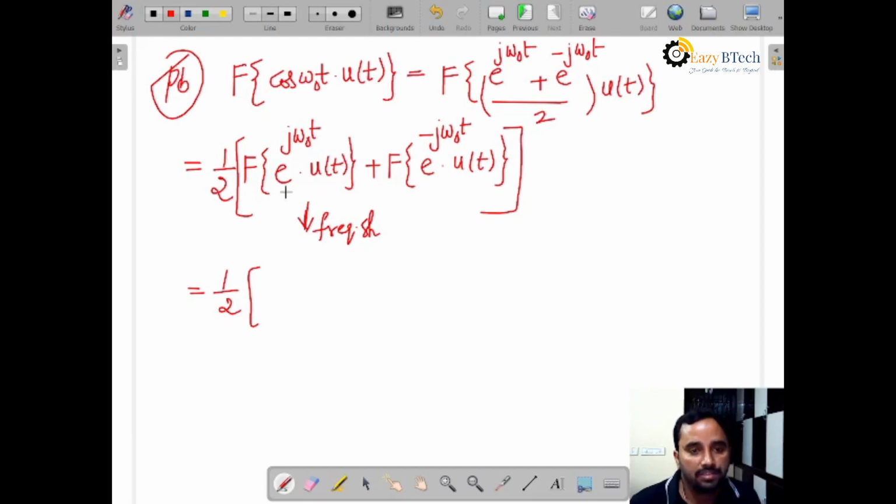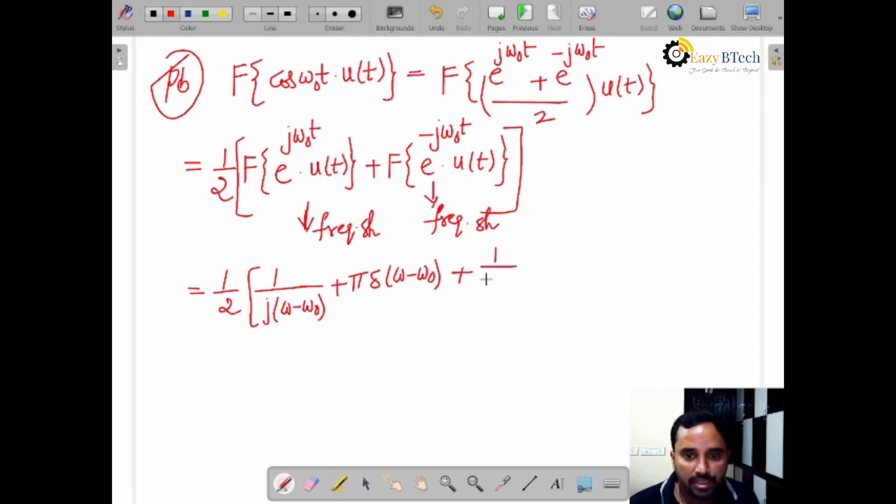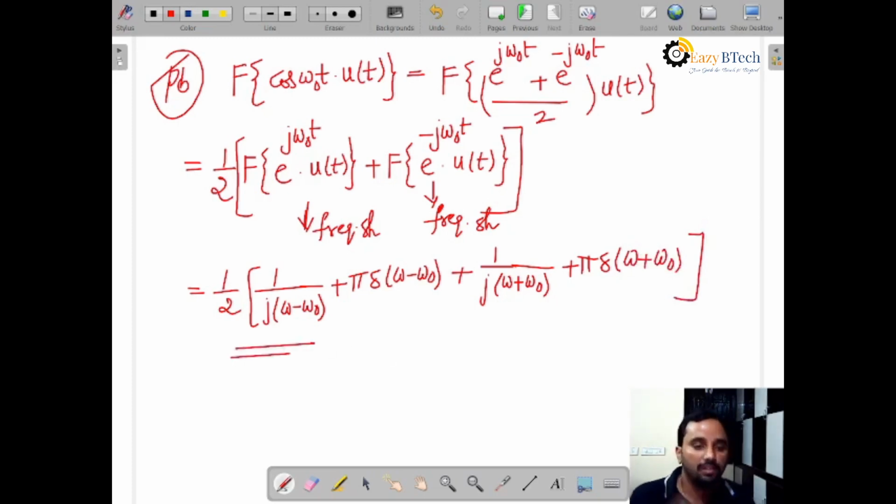So what is the answer for this? For u of t times e to the power j omega naught t, it is 1 by j omega minus omega naught, plus pi del of omega minus omega naught. In this one also, by the frequency shifting property, 1 by j, here we get omega plus omega naught, plus pi del of omega plus omega naught. So close the bracket. This is the answer for cos omega naught t u of t.